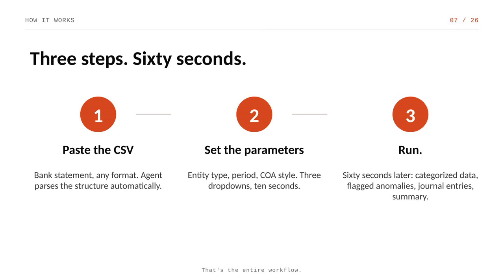Three steps total. Paste the CSV file. The agent parses any bank statement format automatically. Set three parameters: entity type, period, chart of account style. Hit run. 60 seconds later, you have categorized data, flagged anomalies, journal entries, and a reconciliation summary. That's the entire workflow.